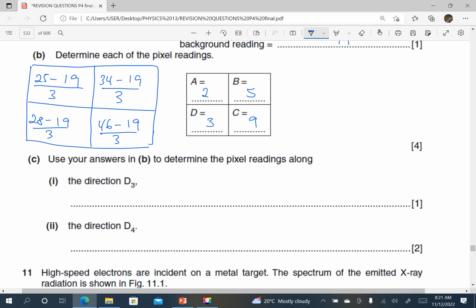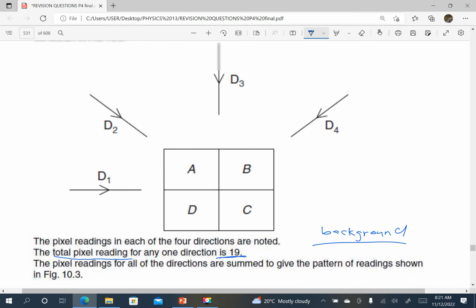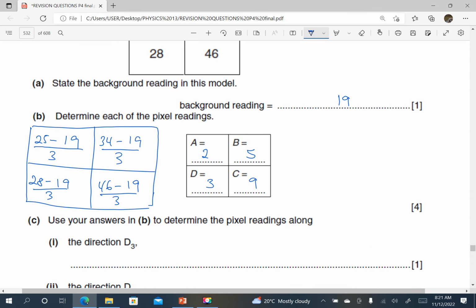Use your answer in B to determine the pixel readings along D3. Let's see D3. Where is D3? So D3 is from the top. So the detector is this side down here.